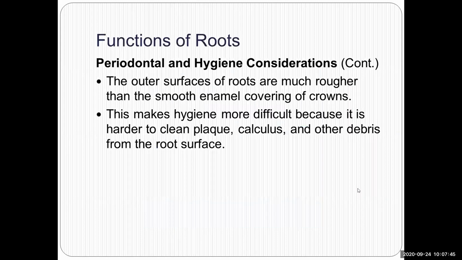The outer surfaces of the roots are rougher than the enamel covering the crowns. This makes hygiene more difficult as well, because it's harder to clean the biofilm, the plaque, the calculus, and other debris from exposed root surfaces, whether it's exposed in the mouth with visible recession or that invisible recession through bone loss. So the gum could be in the same area at the CEJ, but you've got a pocket where the bone has apically migrated.